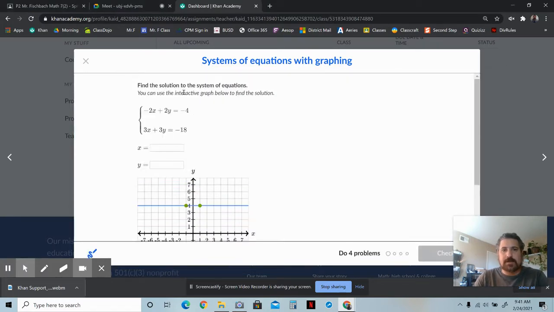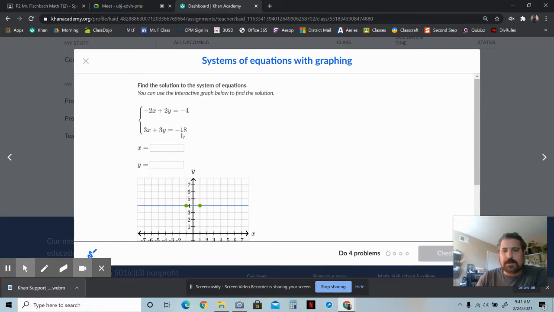So here it says find the solution to the system of linear equations. It says you can use the interactive graph below to find the solution. All right, so let's see if it works. So the first thing you're going to do is figure out how to graph these, right? Now there's a couple ways that you can do it.